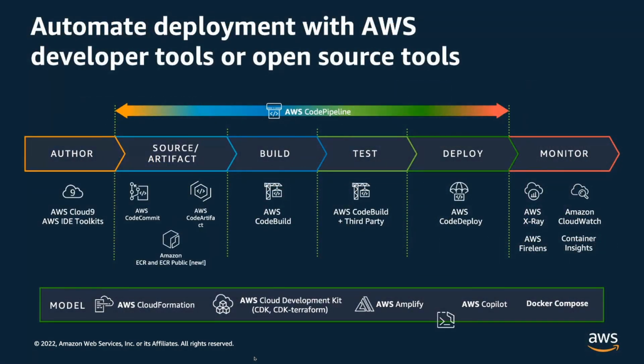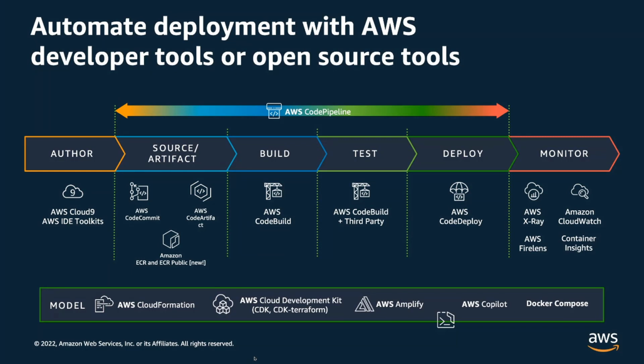Automation of deployments is key, and it's so critical. I can't harp on this enough. Automate your deployments with AWS developer tools or open source tools. ECS has integrations with native AWS services like I've talked about, but also has deep integrations with open source tooling like Jenkins, GitHub, GitLab, and so on. But we have an AWS native tool chain set and an open source tool chain that can work seamlessly with AWS container services.